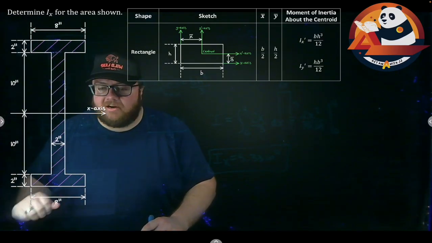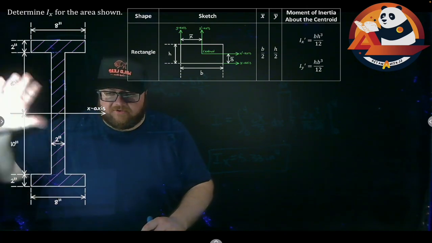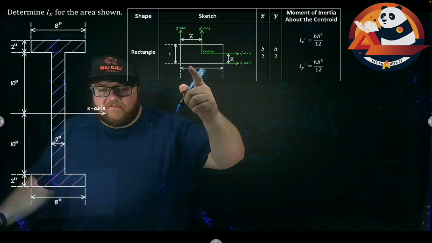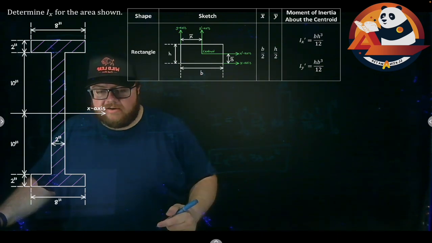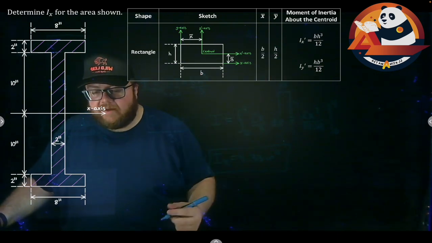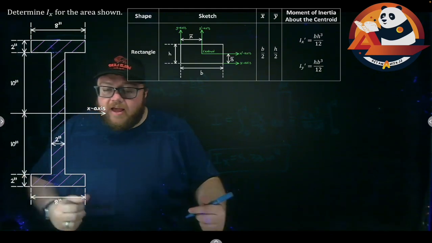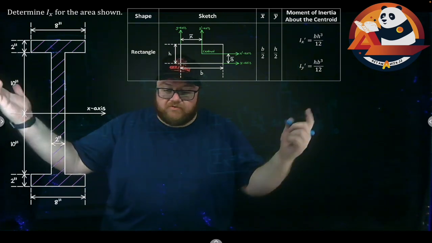Let's tackle an example problem. So we're going to find Ix for our area shown. And here's our x-axis going through essentially the entire I-beam in this. We're given our info for what's our moment of inertia about the centroid of a rectangle and where's the centroid located at for this. But if we want to tackle this, we have to use the parallel axis theorem because this equation isn't for an I-beam, it's just for a rectangle.